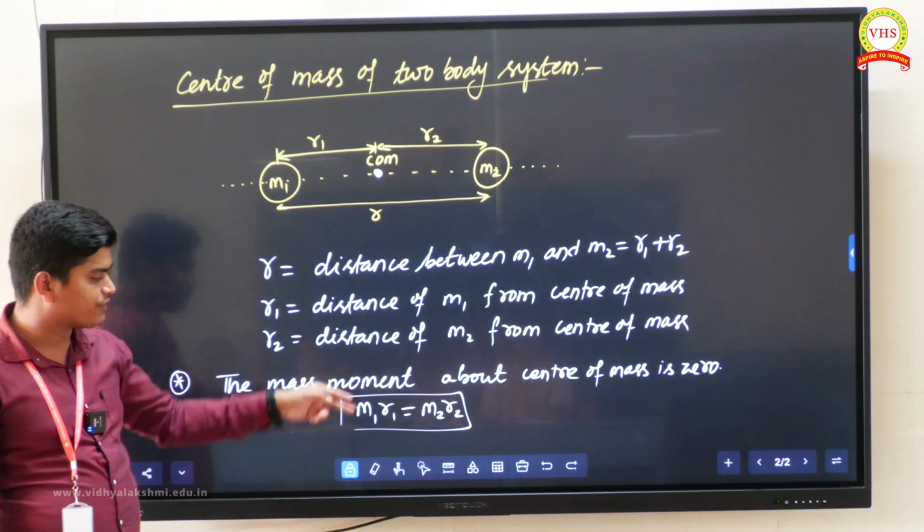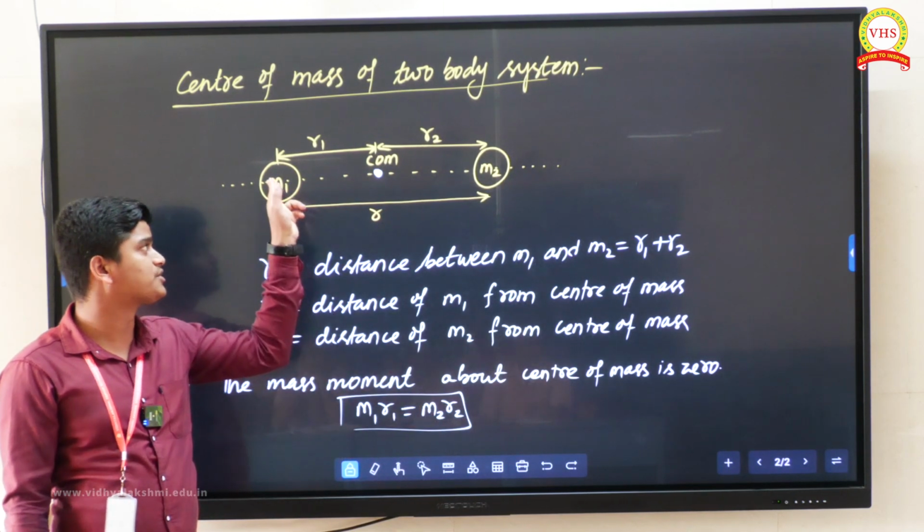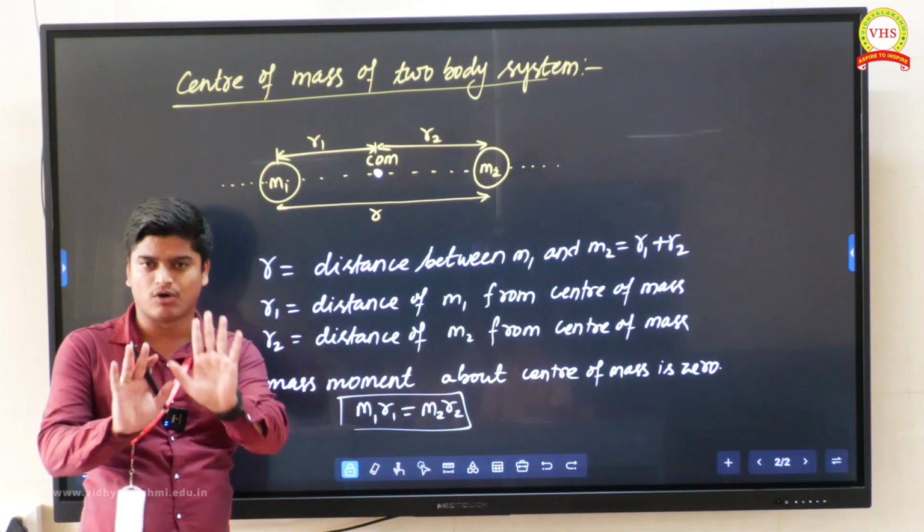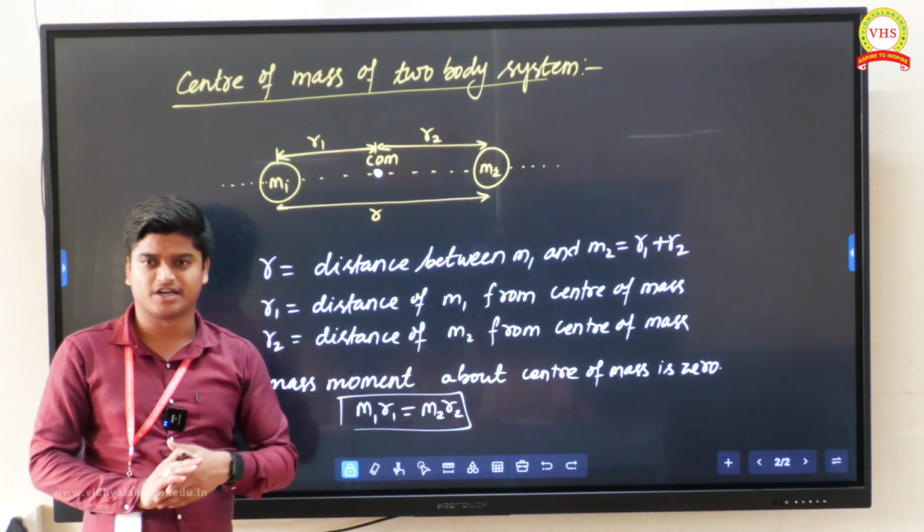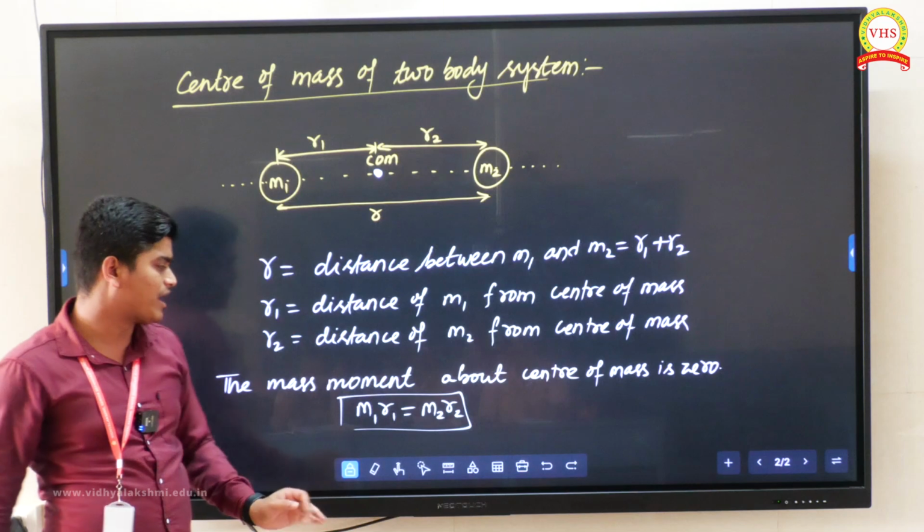Now by taking these two equations, we can get R1 and R2 in terms of M1, R and M2. That is our aim, because in the exam that is only what they ask, right? So what will we do here?